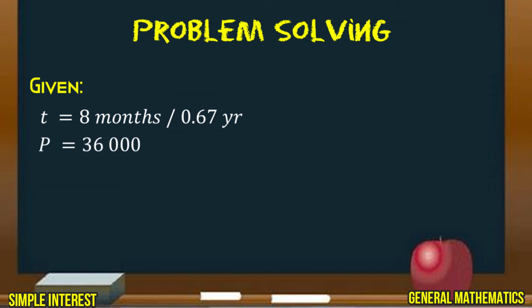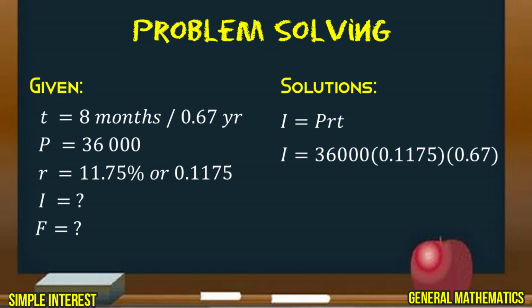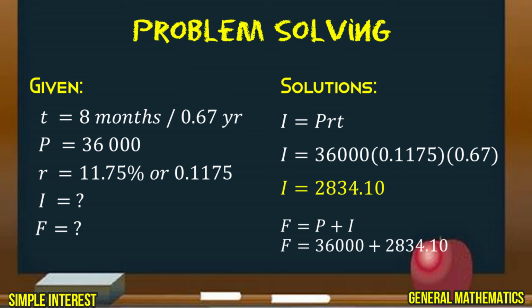P is equal to 36,000. R is equal to 11.75% or 0.1175. Here are the solutions. To get the future value, just add the principal and the interest. So F is equal to 38,834.10.